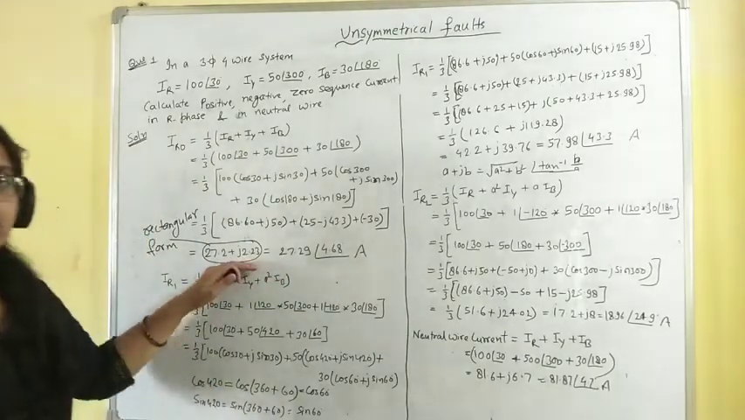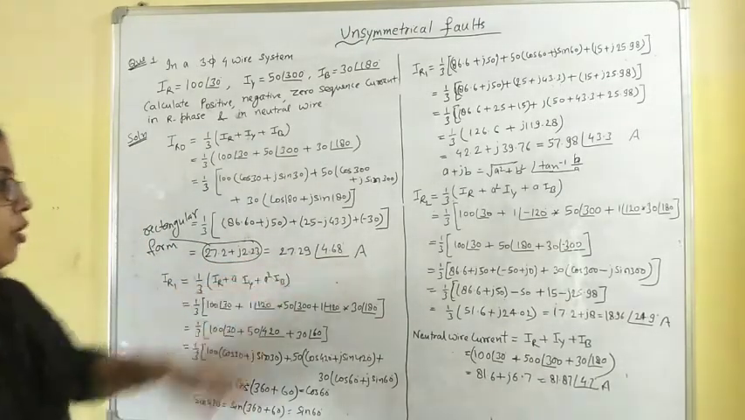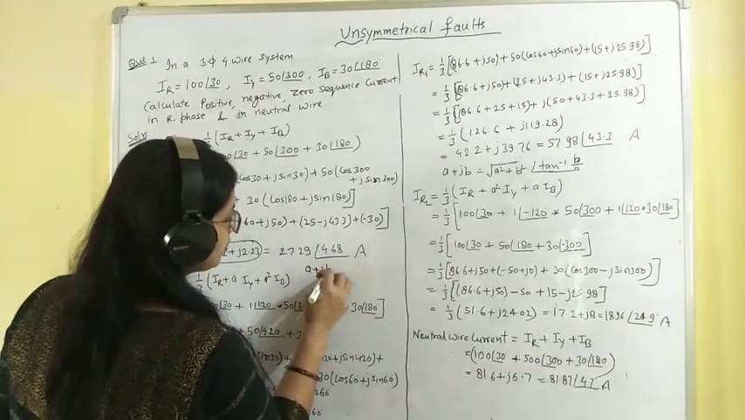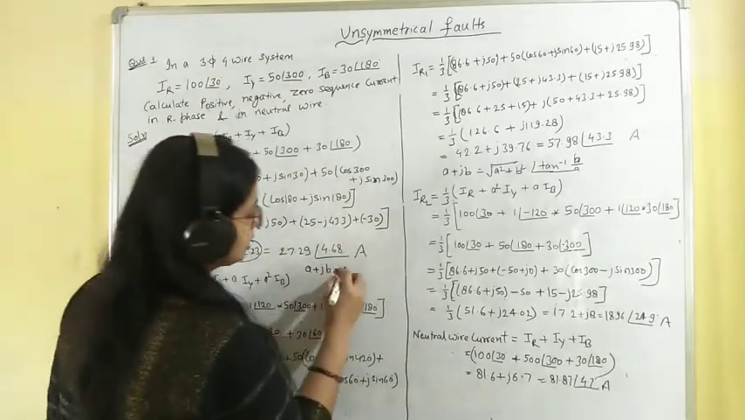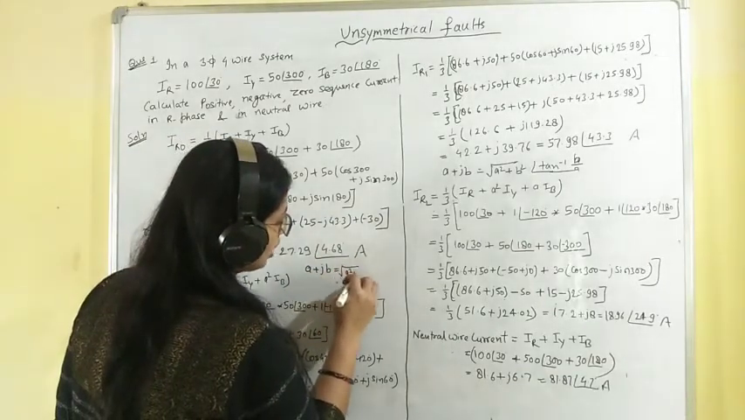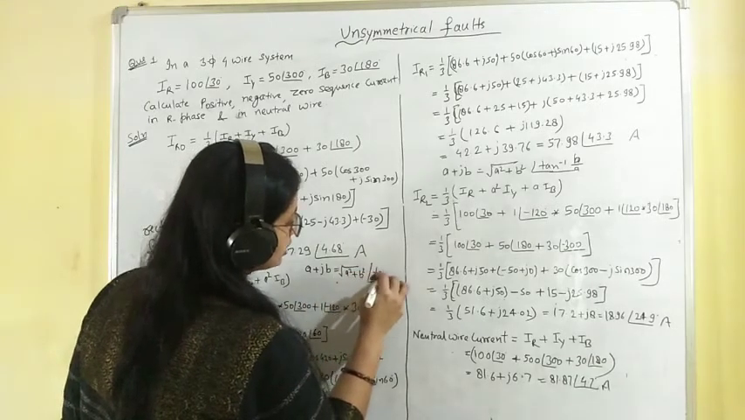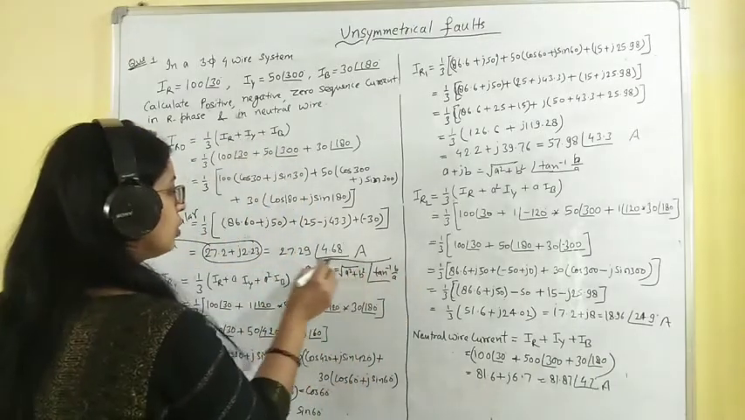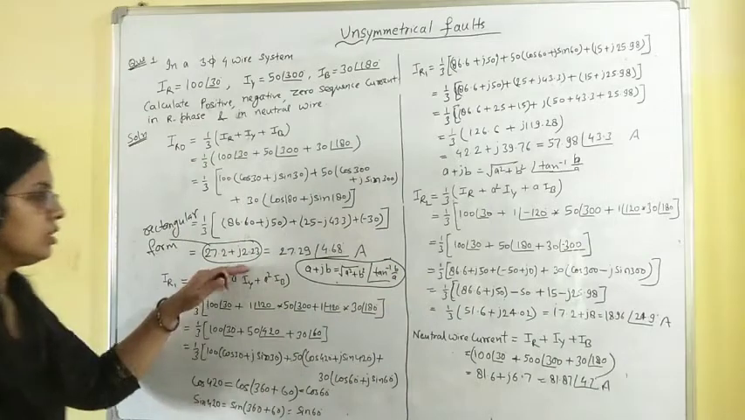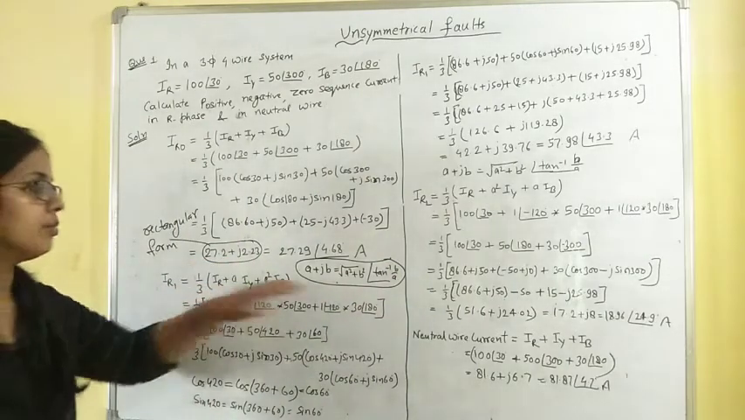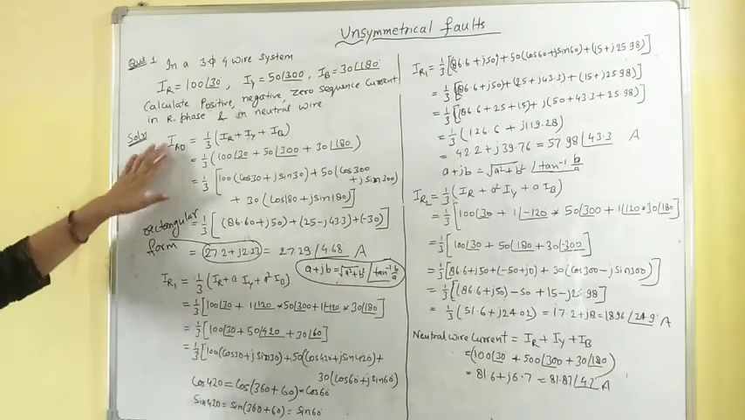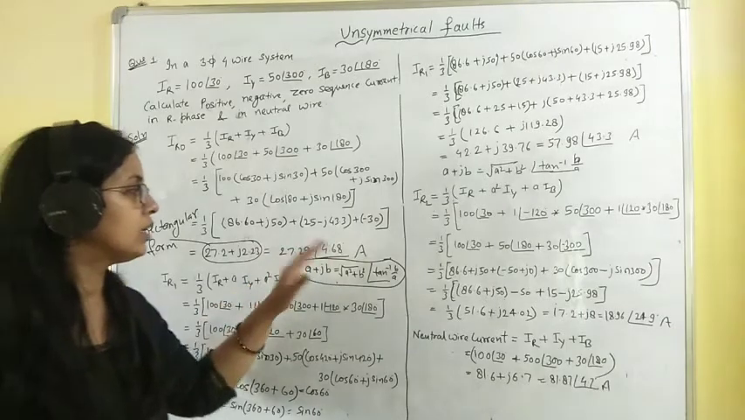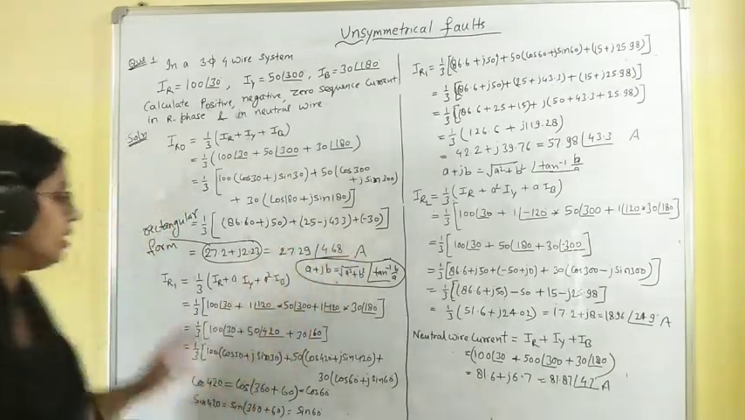Then how do we convert this rectangular form to polar form? You know the formula. If a rectangular form is a plus jb, it can be converted to polar form as the square root of a squared plus b squared, angle of tan inverse b by a. By using this formula, you can convert this rectangular form to polar form. Similarly, we have calculated the zero sequence current, that is 27.29 angle 4.68 degree ampere.